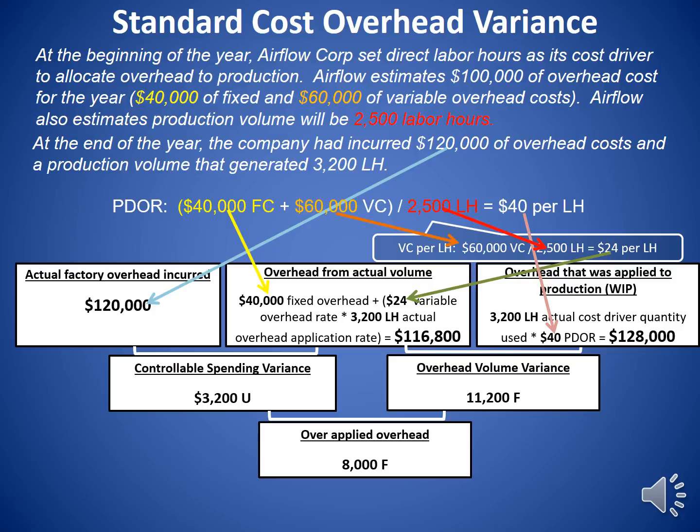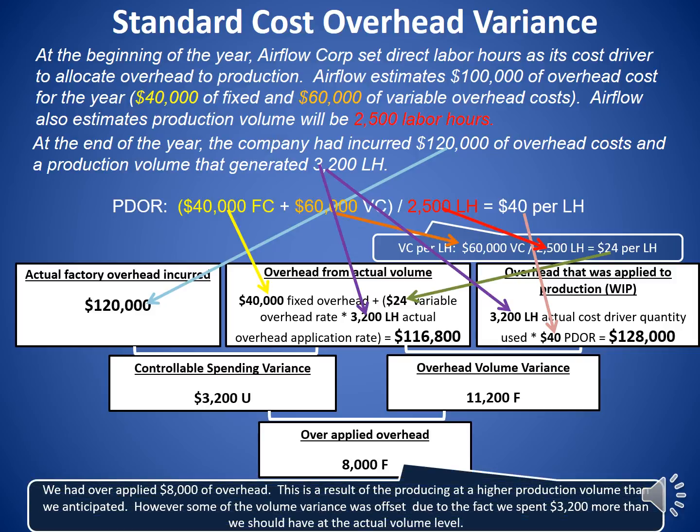Okay, then we take a look at the right box and we take the 3,200 labor hours, which is our actual cost driver quantity, in other words, what had actually occurred, times our $40 predetermined overhead rate, and that equals $128,000.